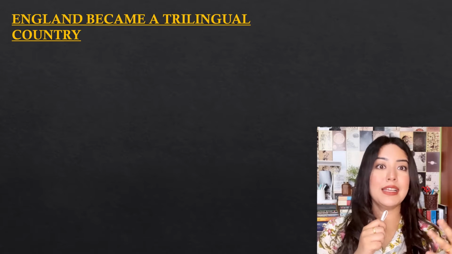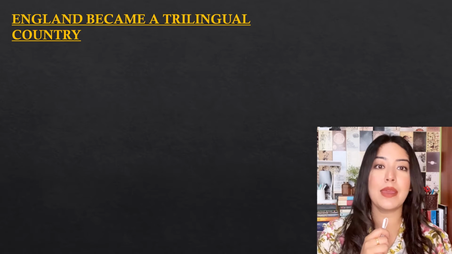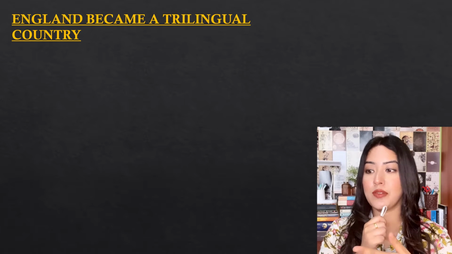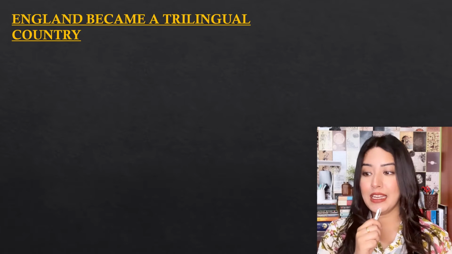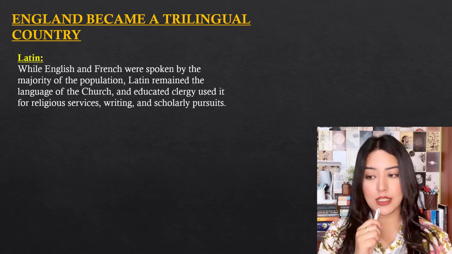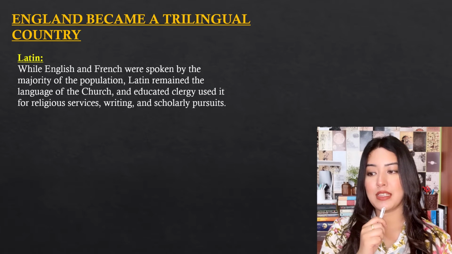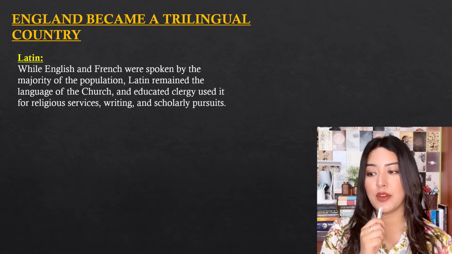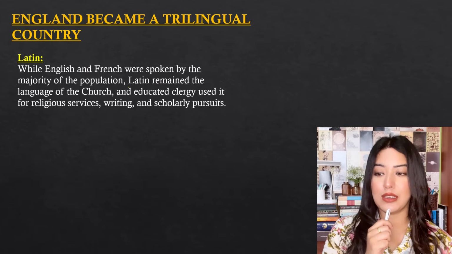So let us quickly recap. England became a trilingual country. Now you understand from my previous video and today's video, it should be very clear. Latin: while English and French were spoken by the majority of the population, Latin remained the language of the church, and educated clergy used it for religious services, writing and scholarly pursuits.